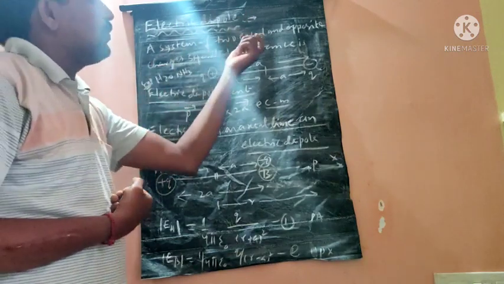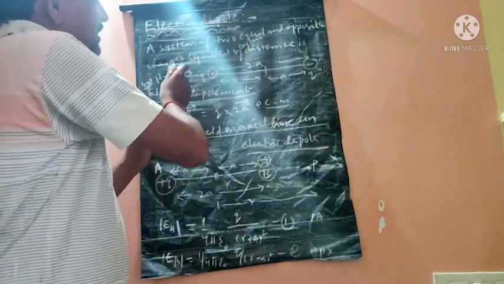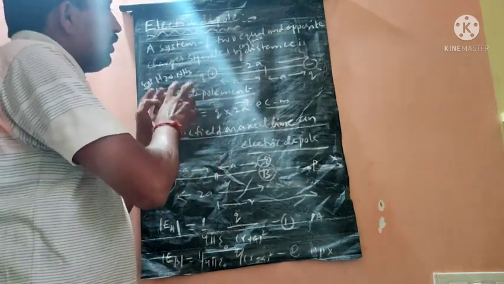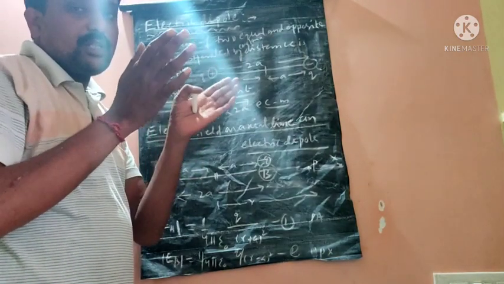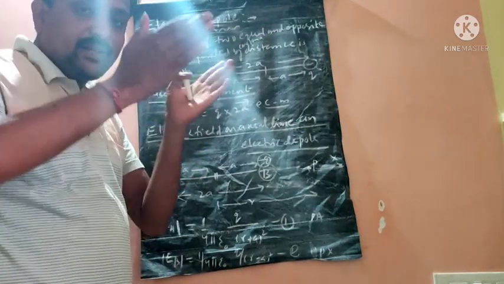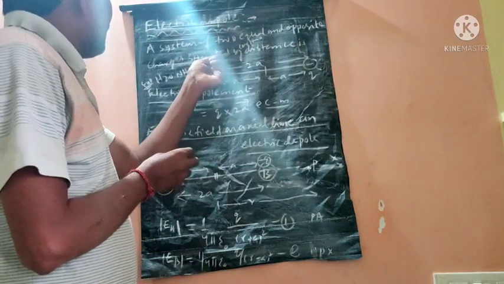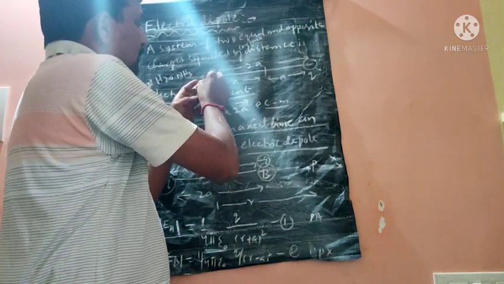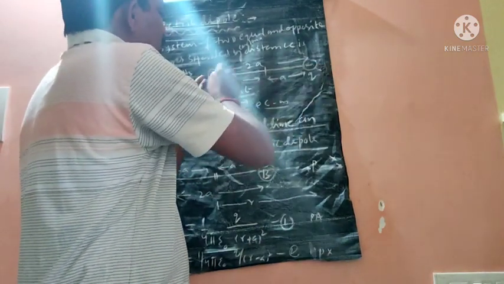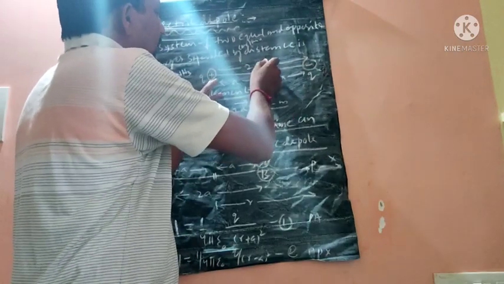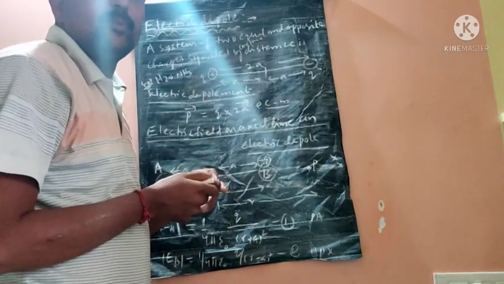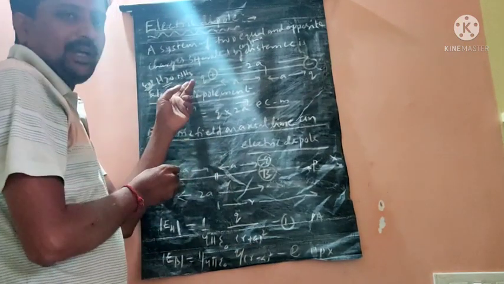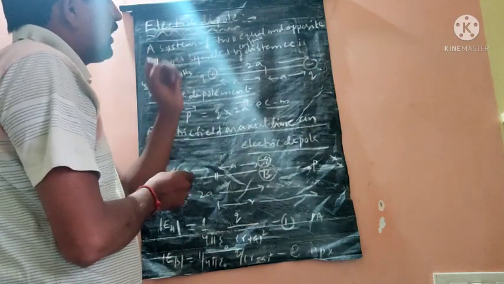A system of two equal and opposite charges separated by a certain distance is called an electric dipole. So two equal and opposite charges, unlike charges, separated by a certain distance, that is called an electric dipole. For example, if you take a plus q and minus q, these two charges separated by a distance 2a, that is called an electric dipole. The best examples of electric dipoles are water molecules and ammonia molecules.